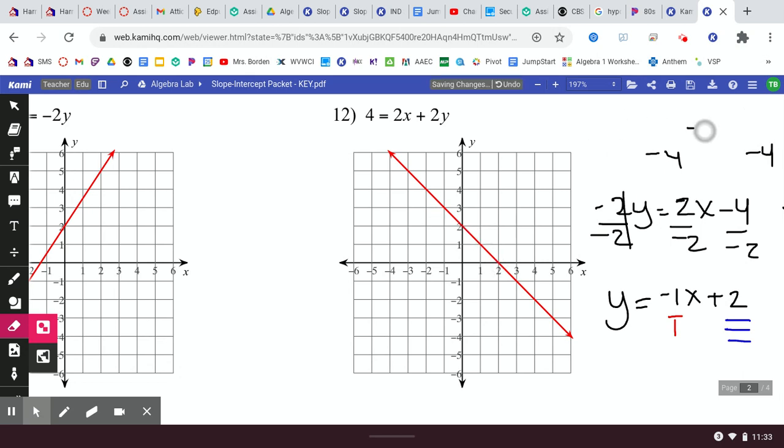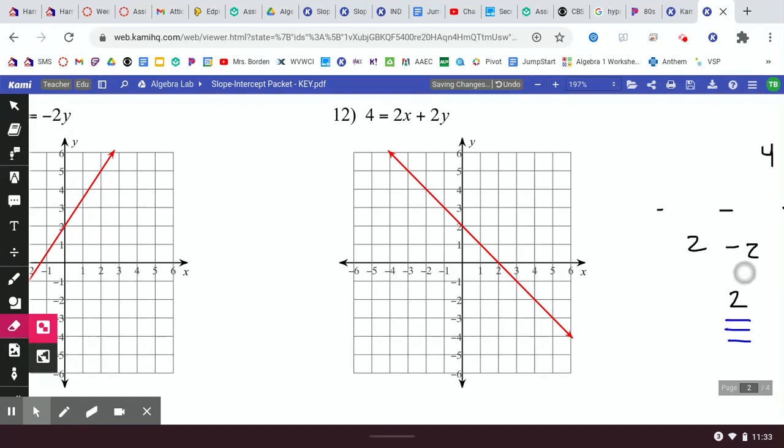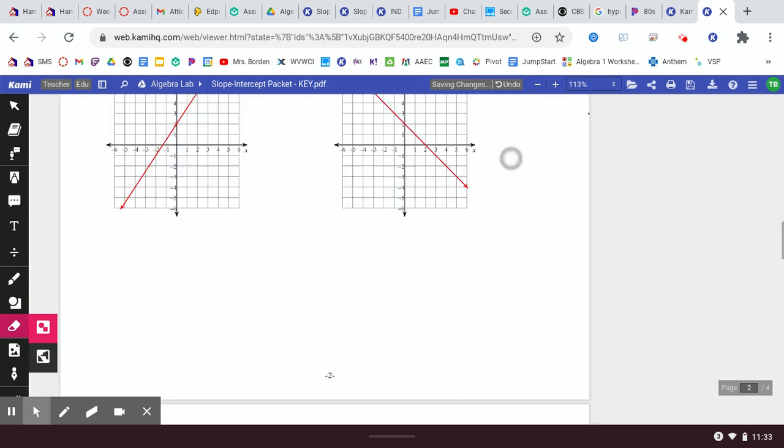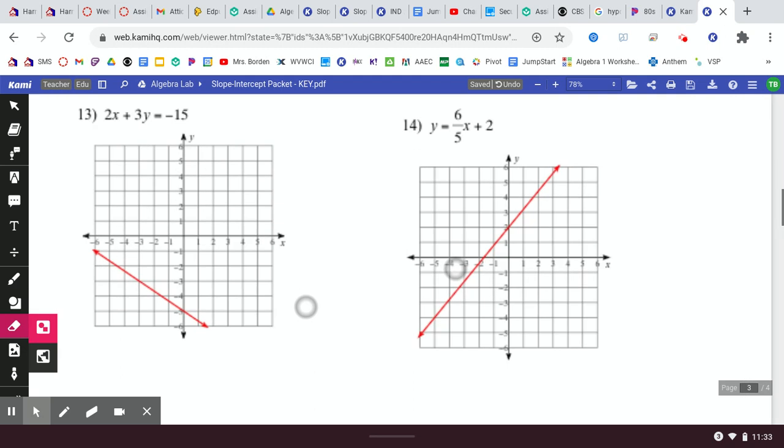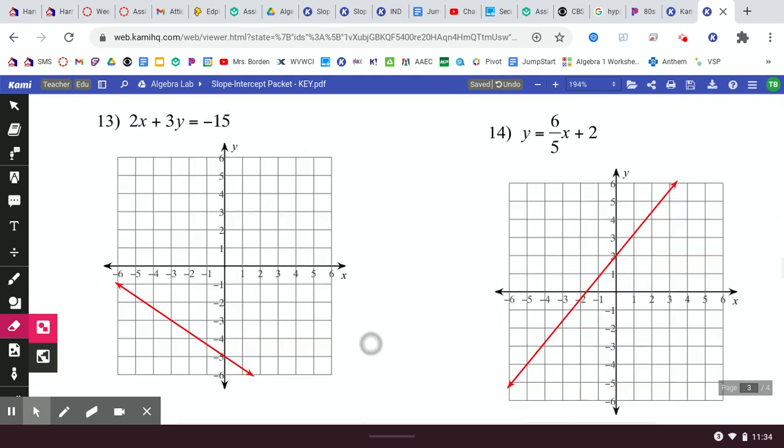Again, same thing. I'm just going to show you the graph. If you have any questions, we'll work through it. If you don't have any questions and you got it right, then we won't work through it. That way everybody at home has an opportunity to work through it and show all their work and get all their good credit. So let's see. Number 13 and 14. Here's the graphs for those.